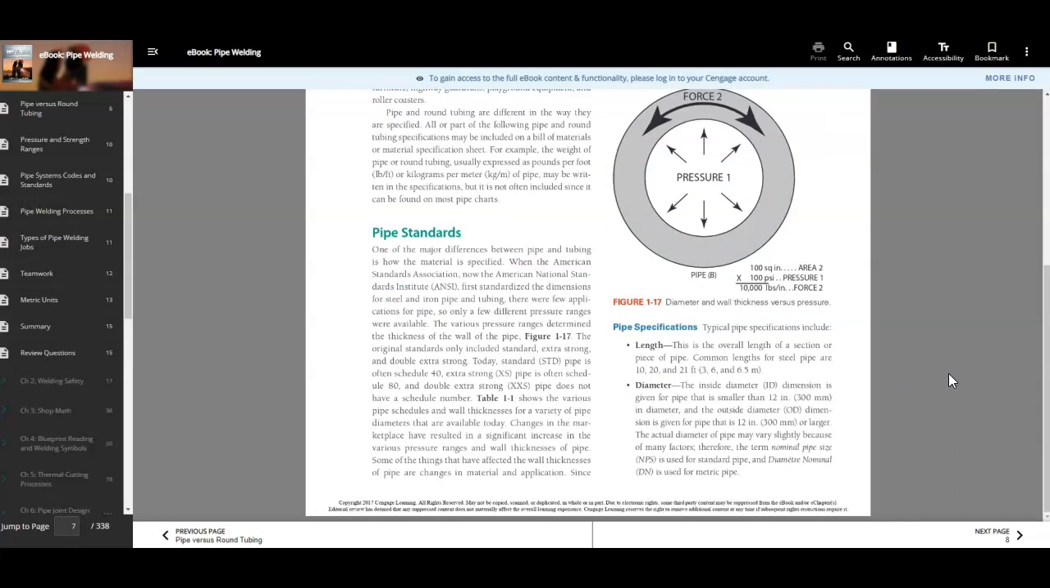Pipe specifications. Typical pipe specifications include length. This is the overall length of the section or piece of pipe. Common lengths for steel pipe are 10, 20, and 21 foot. Diameter. The inside diameter dimension is given for pipe that is smaller than 12 inches in diameter, and the outside diameter, OD, dimension is given for pipe that is 12 inches or larger. The actual diameter of the pipe may vary slightly because of many factors. Therefore, the term nominal pipe size is used for standard pipe, and diameter nominal is used for metric pipe.